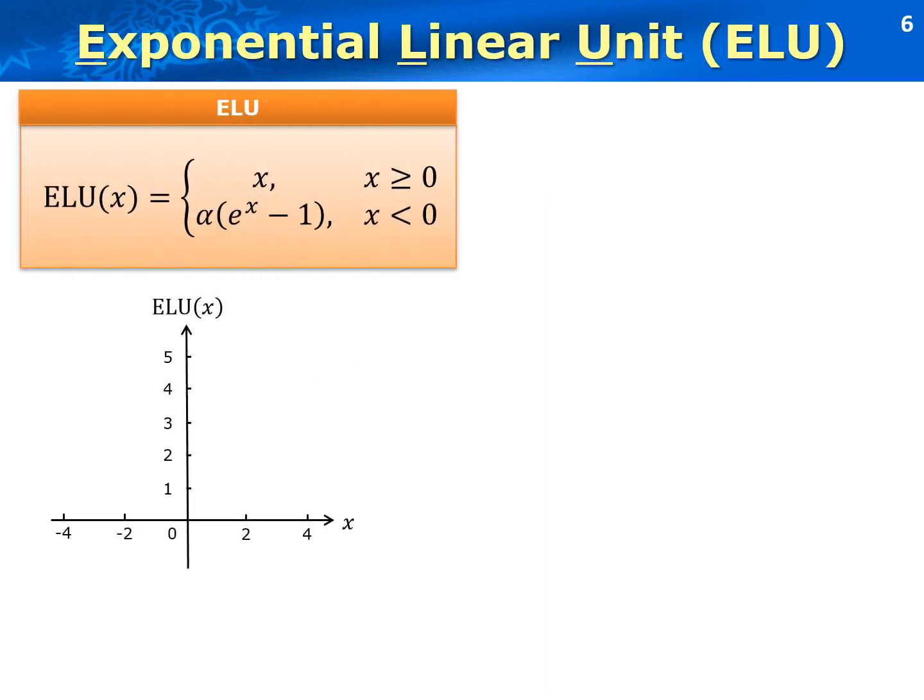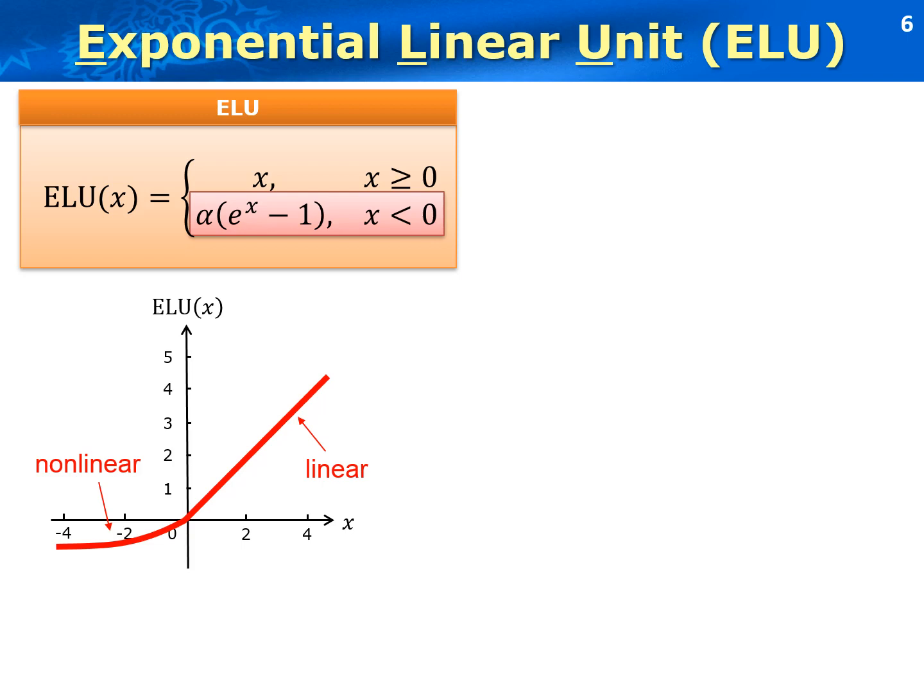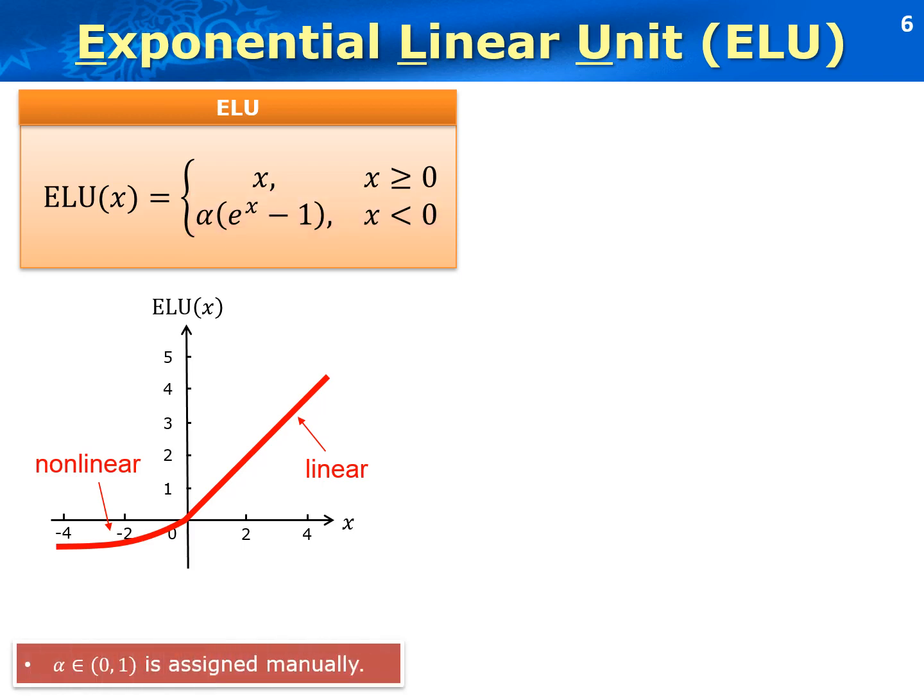ELU is also a piecewise function. The slope of the positive part of the function is 1, the same as ReLU. For the negative part, unlike ReLU and leaky ReLU using a linear function, ELU uses a nonlinear exponential curve, alpha times e to the x minus 1, where alpha is a user-specified hyperparameter between 0 and 1.